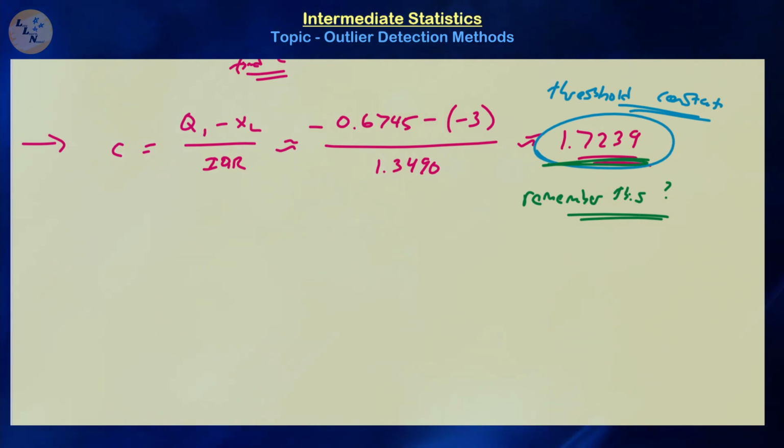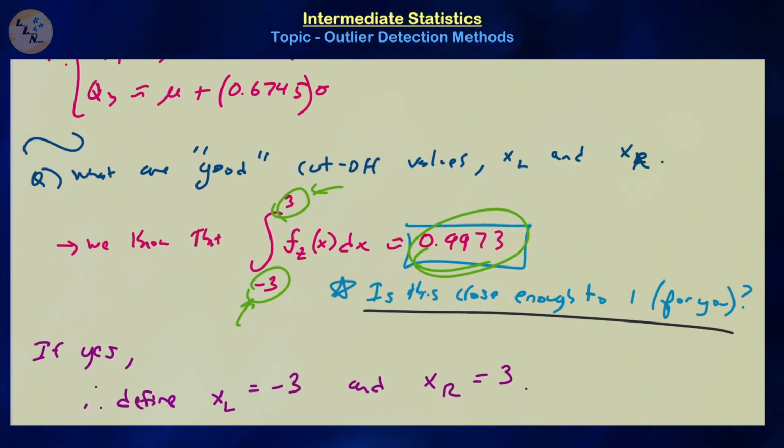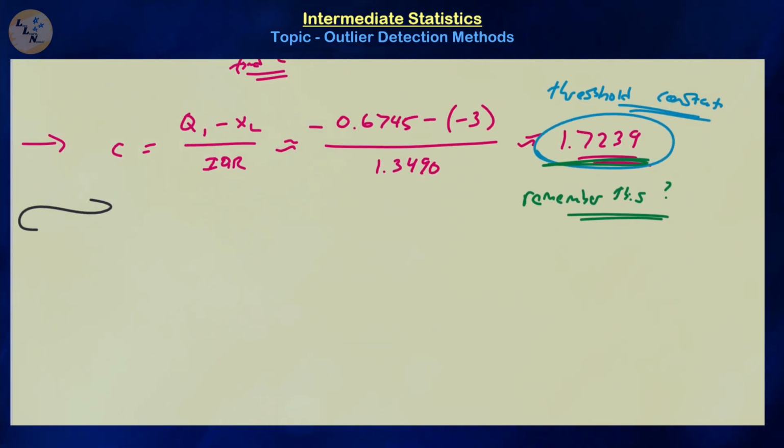Now let's explore this a little bit more, because maybe your answer to this other question before, is this close enough to 1 for you, is no. What if that answer is no? If that's not close enough to 1 for you, that means we need to go a little bit farther out into the tails of a distribution.